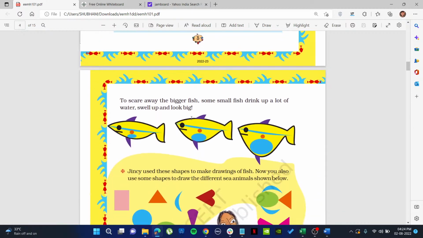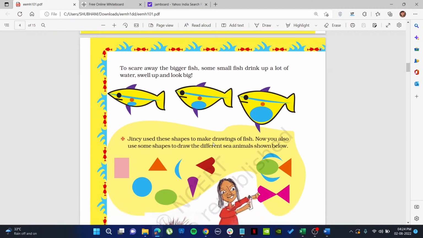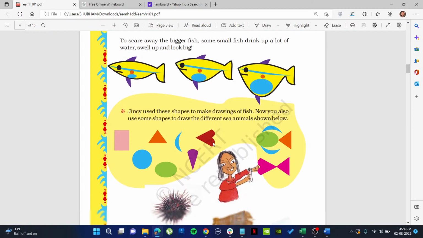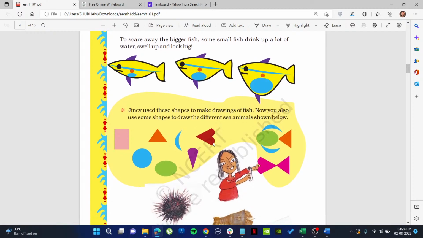Okay. To scare away bigger fish, you know what small fishes do? They drink up lots of water so as to just look big. The bigger the fish, the bigger their power, so that they can scare some other fish around them.